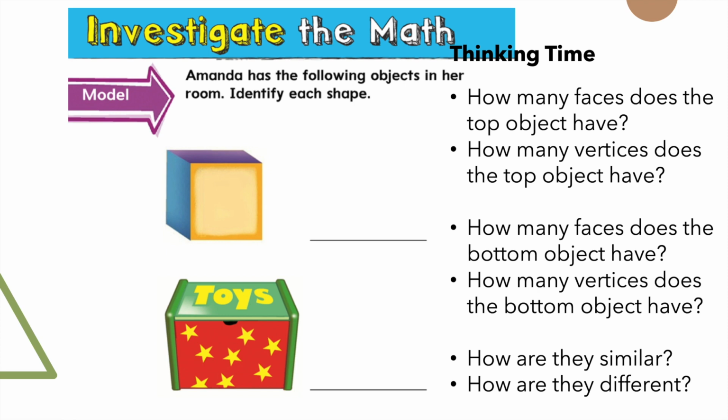How are the 2 objects similar? Yes, they both have 6 faces and they both have 8 vertices. How are they different? Look at the shape that their faces have.